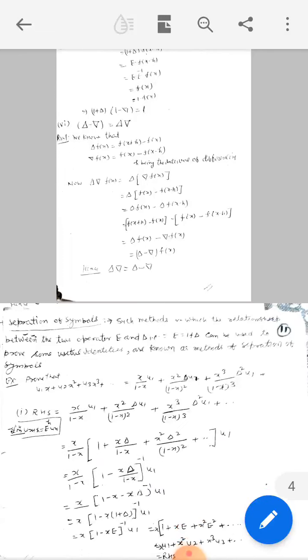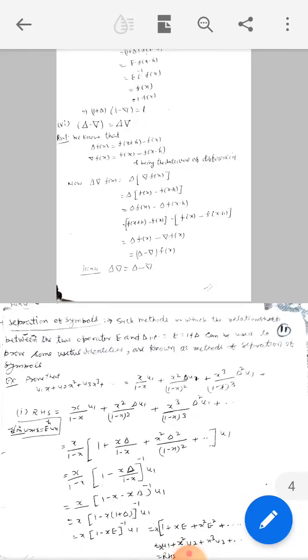Again, next property, relation number 4. Relation number 4 is nabla is equivalent to 1 minus the inverse displacement operator. So the backward difference nabla of f(x) is equal to f(x) minus f(x minus h), which is equal to f(x) minus the inverse displacement operator of f(x). Taking f(x) common, this is equal to 1 minus the inverse displacement operator into f(x). So nabla is equivalent to 1 minus the inverse displacement operator.